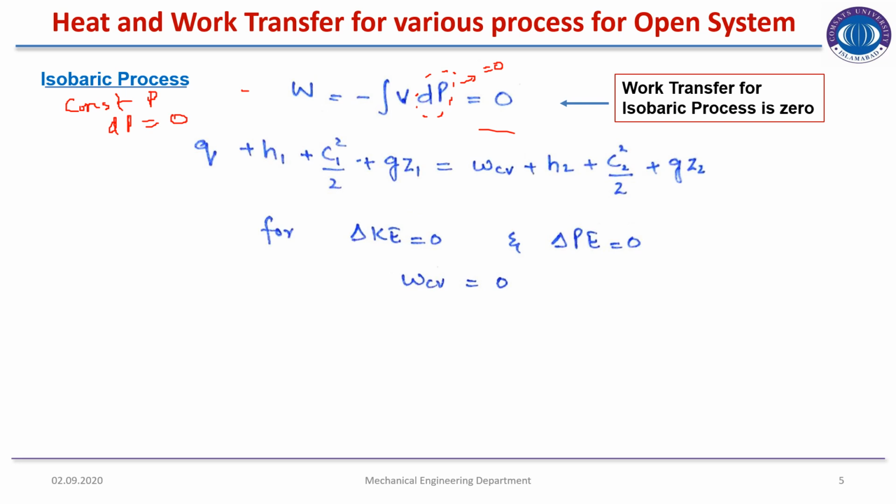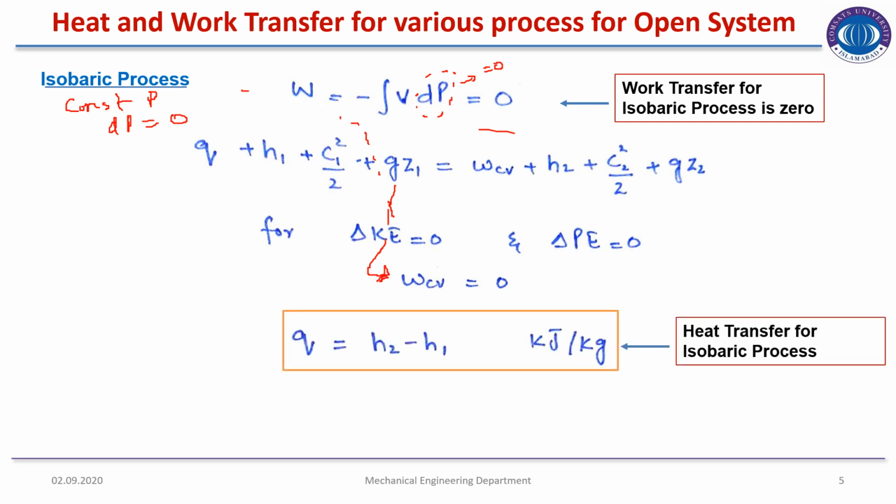If the change in kinetic energy and change in potential energy are negligible, then the kinetic and potential energy components in the steady flow energy equation will be cancelled out, and the W_CV, the control volume work done for the open system, is also 0. We have just calculated it here: W is equal to 0. When we insert all these values in the steady flow energy equation, the heat transfer for isobaric processes is Q is equal to H2 minus H1.